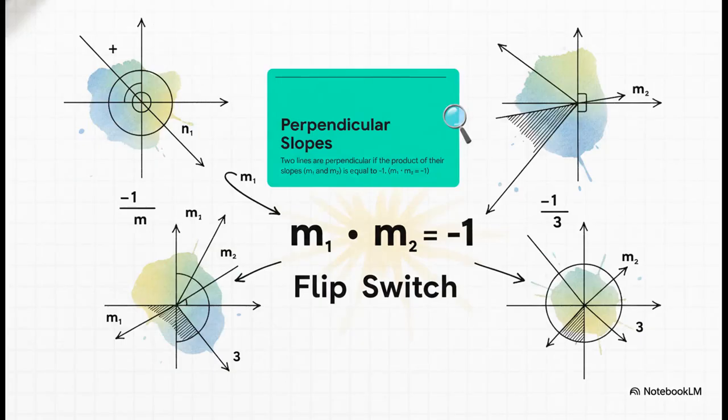Done. And here's what's so cool about this. Our little flip and switch rule isn't just a memory trick. It's baked right into the formal math. See, if you take a slope and multiply it by its negative reciprocal, you will always get -1. This formula is just the mathematical proof that our secret code works every single time.